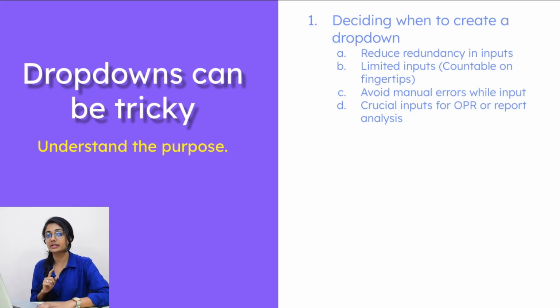Now let me rephrase again. These are the 4 points I've told you: reducing the inputs, limited number of inputs, avoiding manual errors, and crucial input for OPR and report analysis. If these 4 parameters match your criteria, then only you can go ahead and create your field as a drop down. Otherwise, rethink how you want to use this field. What is its purpose? How are you going to use it? And then only go ahead and decide the status.